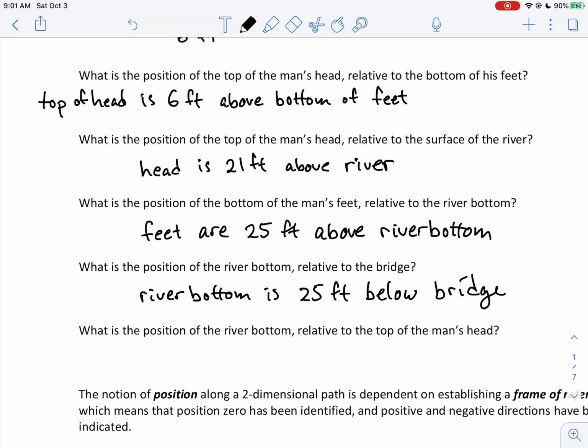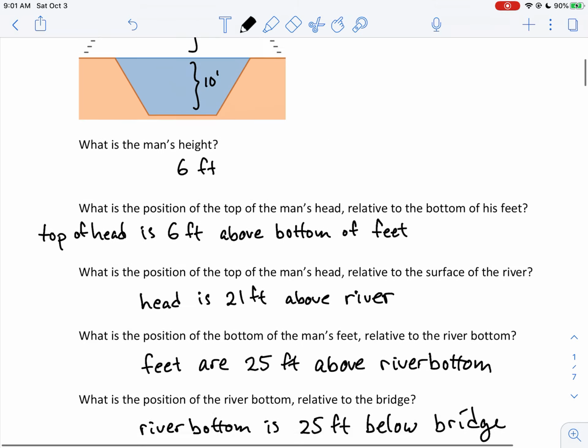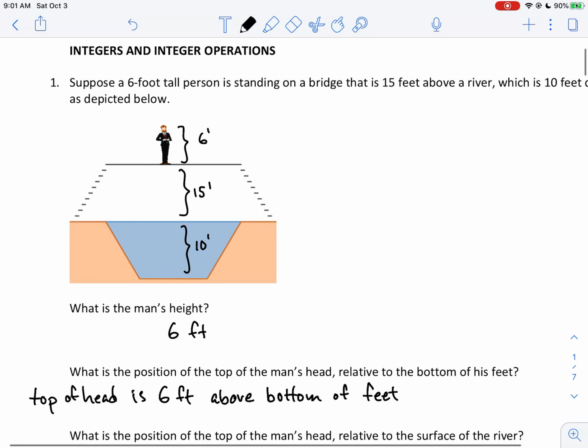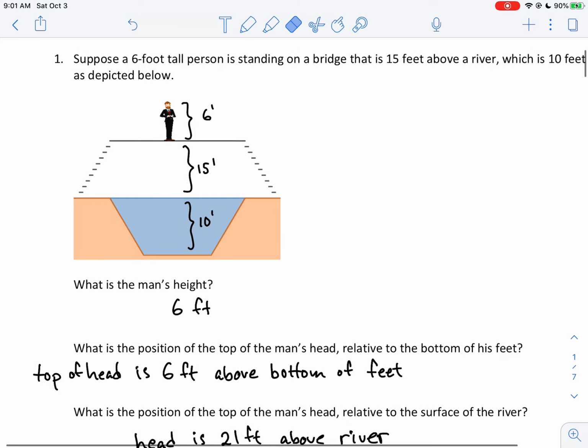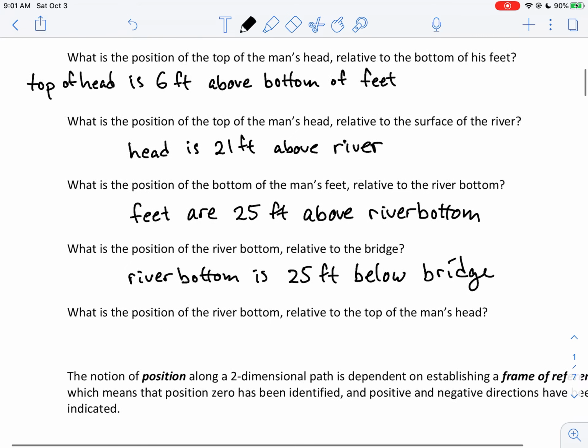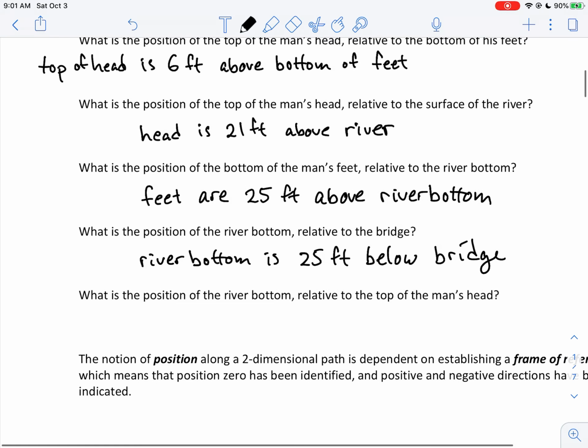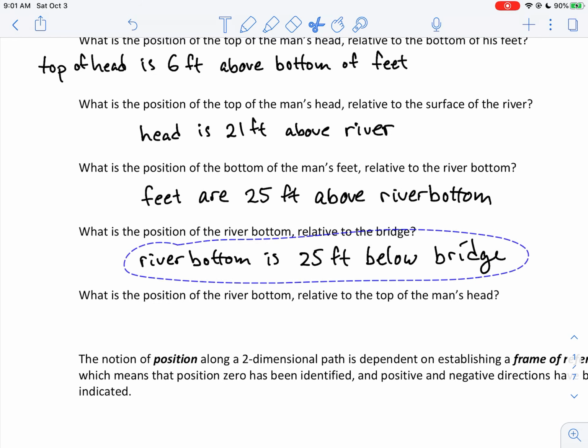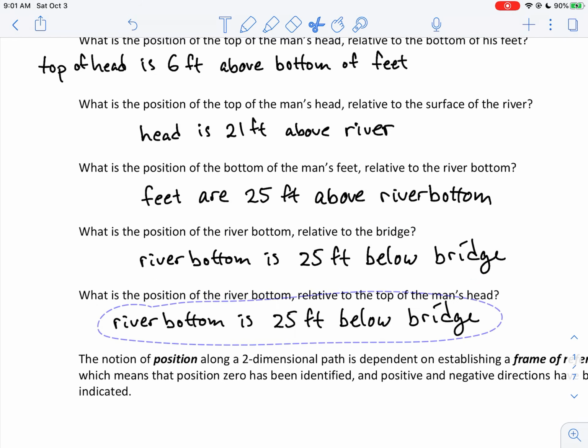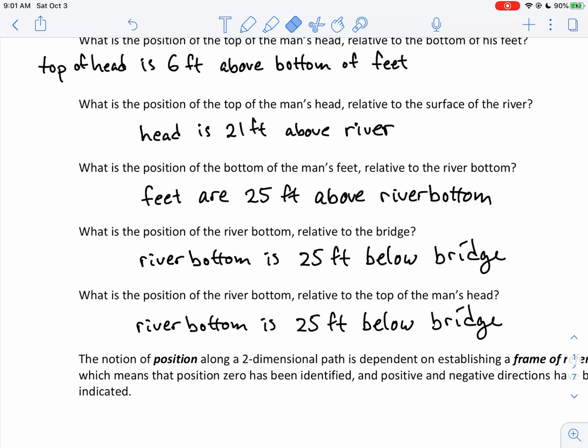What is the position of the river bottom relative to the top of the man's head? Okay, well, the river bottom to the man's head is this total distance. That's going to be 25 plus 6, 31 feet total, but the river bottom is below the top of the man's head. So we will say, I'm just going to copy and paste this thing. At least I want most of it. Below we'll just say the head. And the answer is 31 feet.